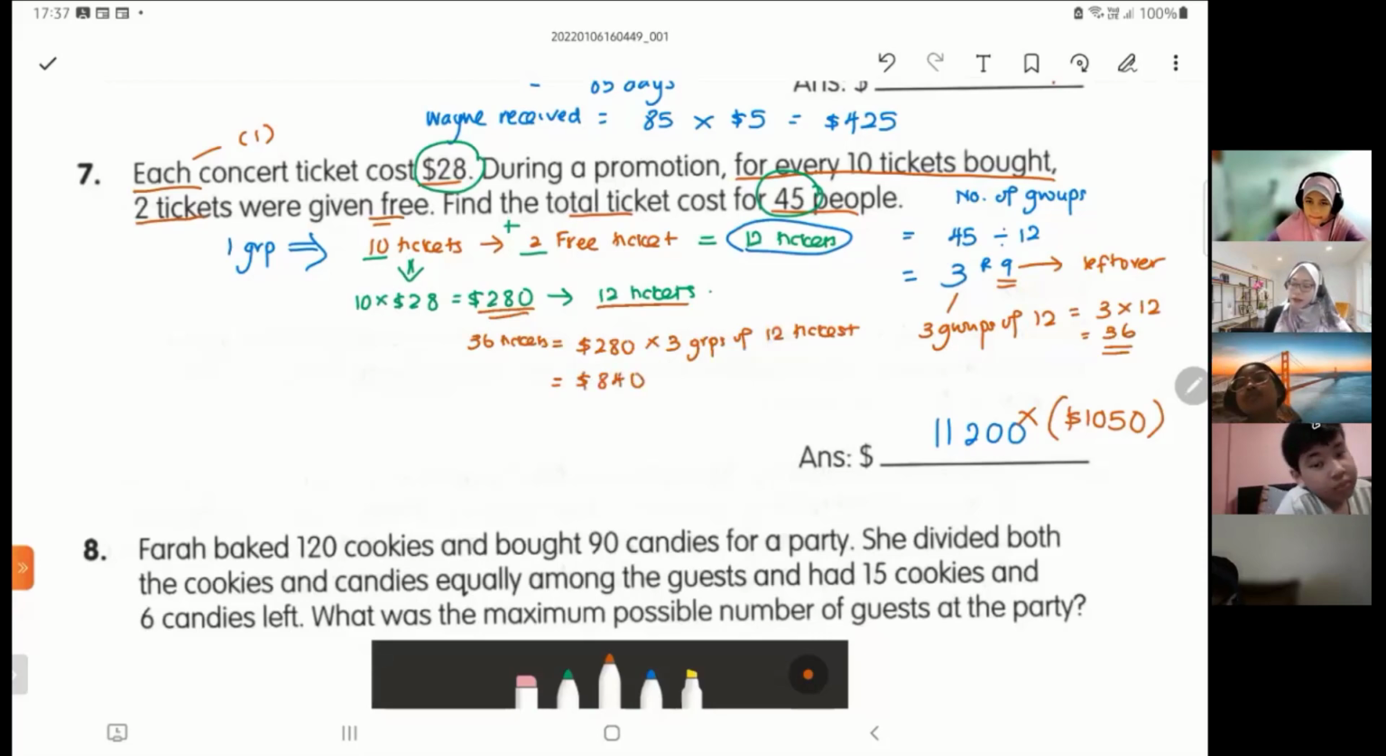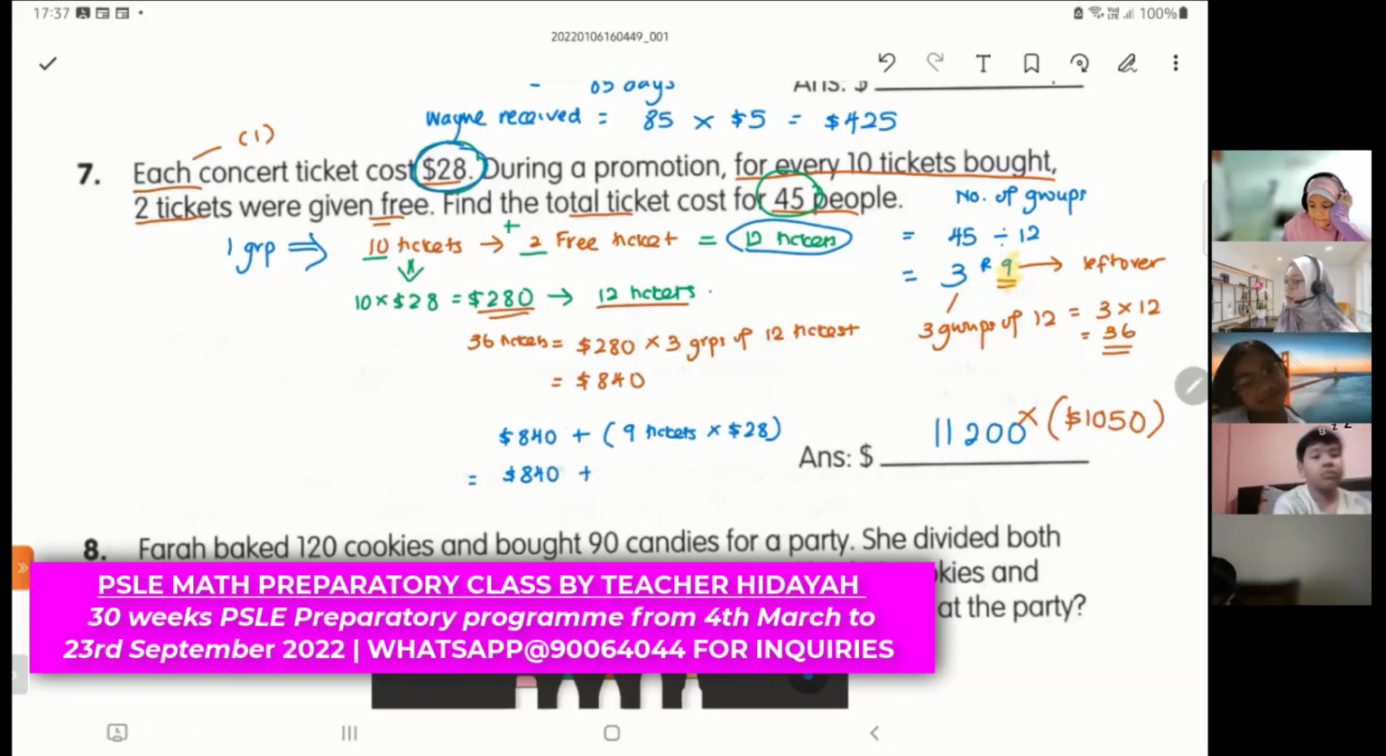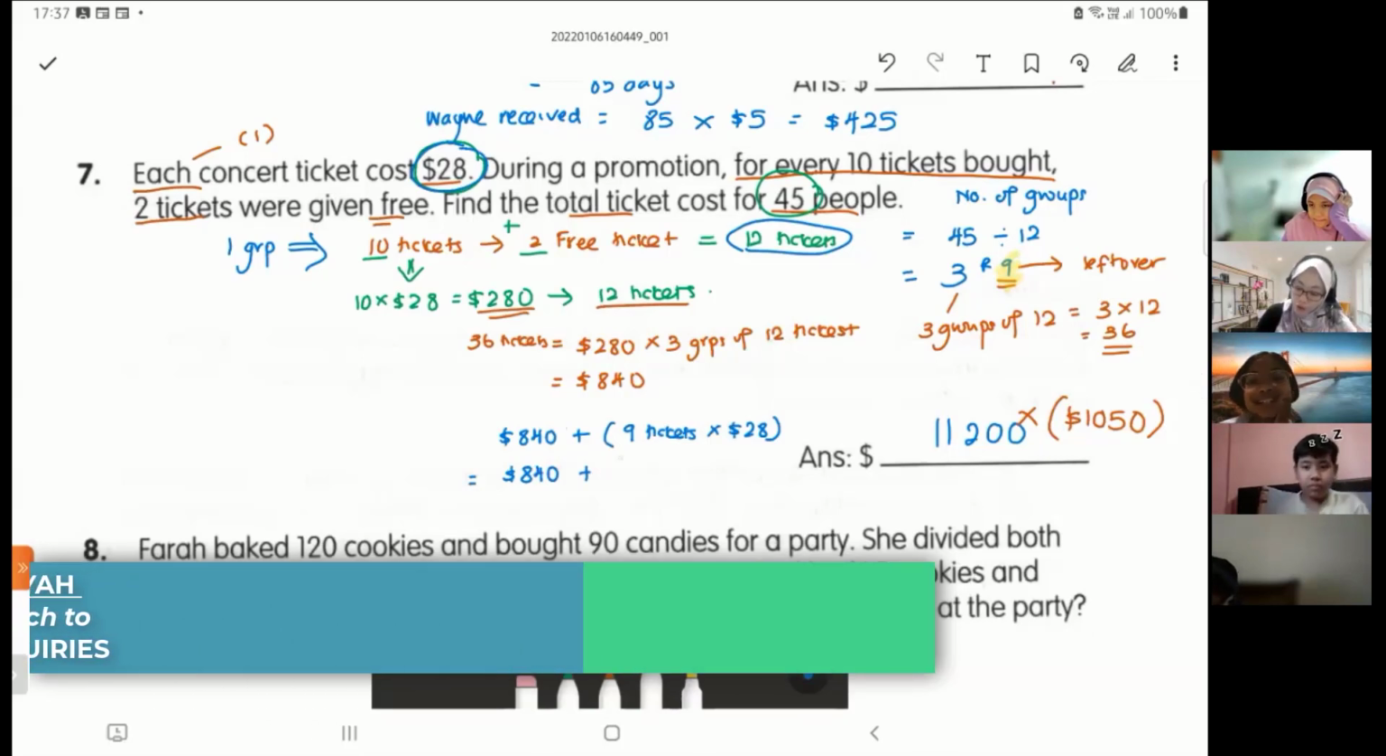Am I done here? Did I cover all 45 people? I did not. I still have the 9 leftover. Remember, I have 9 leftover there. So I need to add on the 9. I cannot leave the 9 alone. So it will be $840 plus the 9 tickets times the individual cost, which is $28. So 840 plus 28 times 9. That will give me 252.